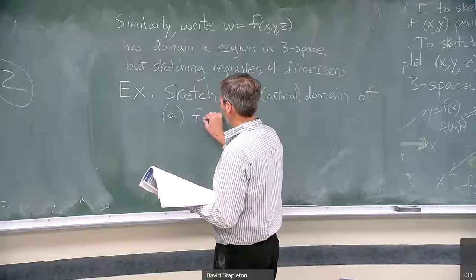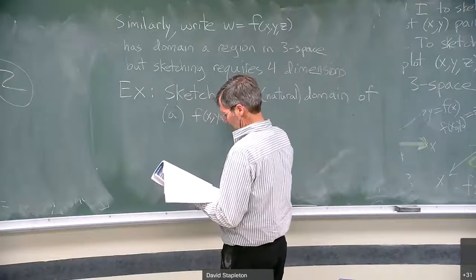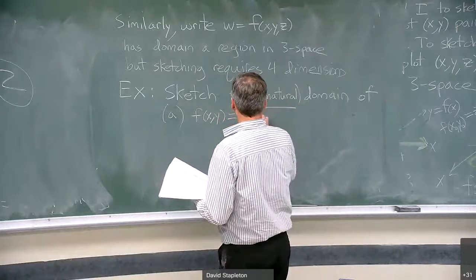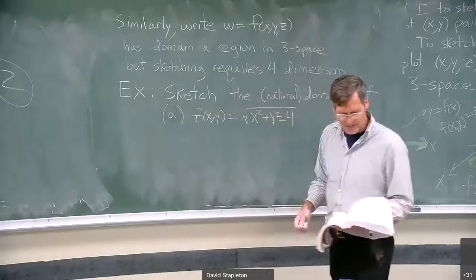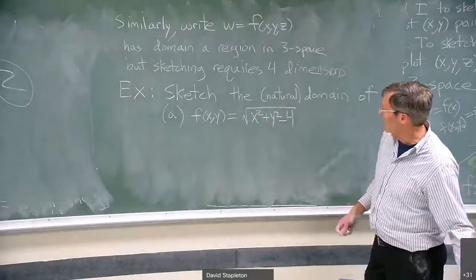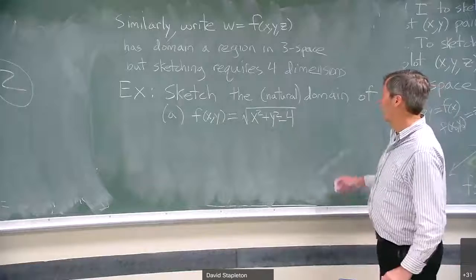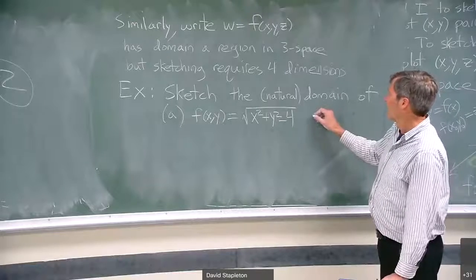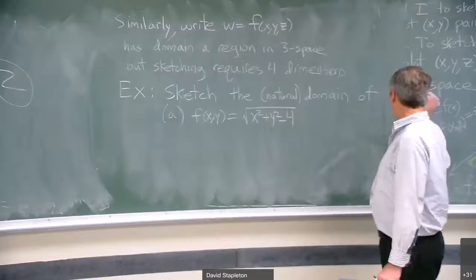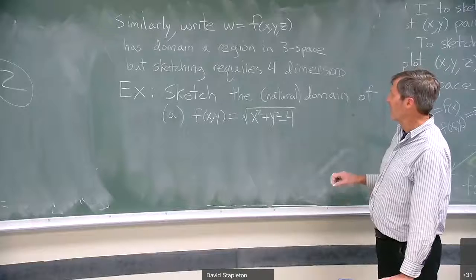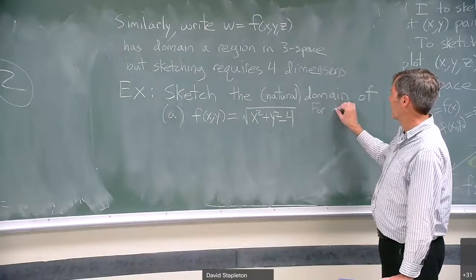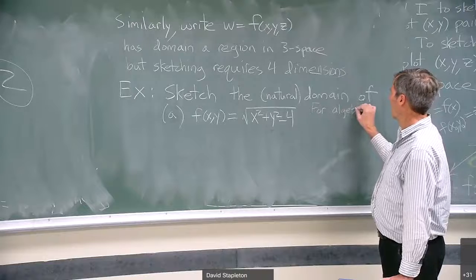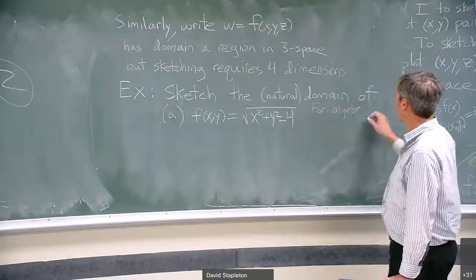Suppose I had f of x, y equals the square root of x squared plus y squared minus 4. What is the domain of that one? There's a square root. Here's how you work this. You look at for algebraic expressions, which means arithmetic, powers, and roots. That's what this is, right? Arithmetic, powers, and roots.